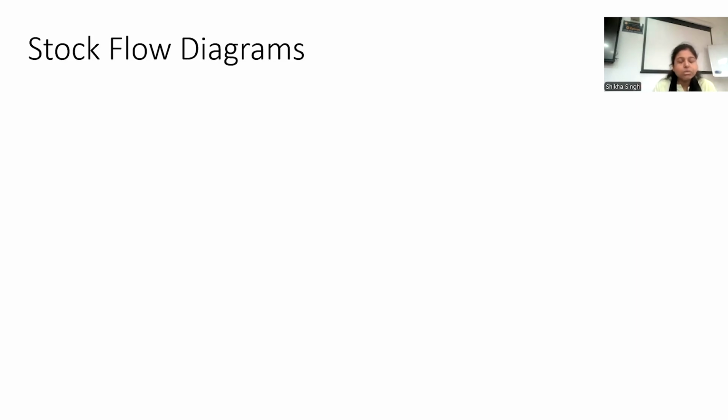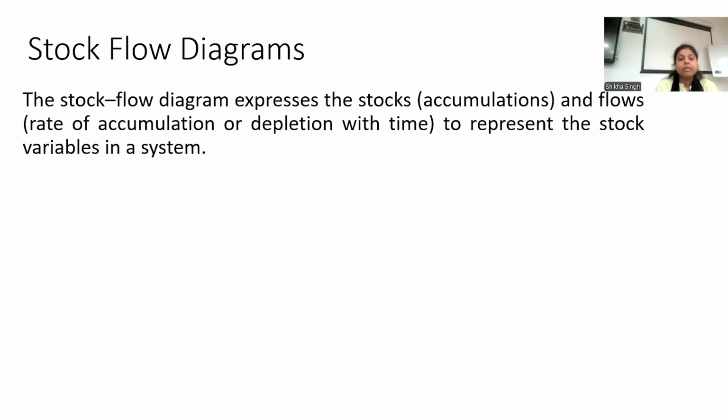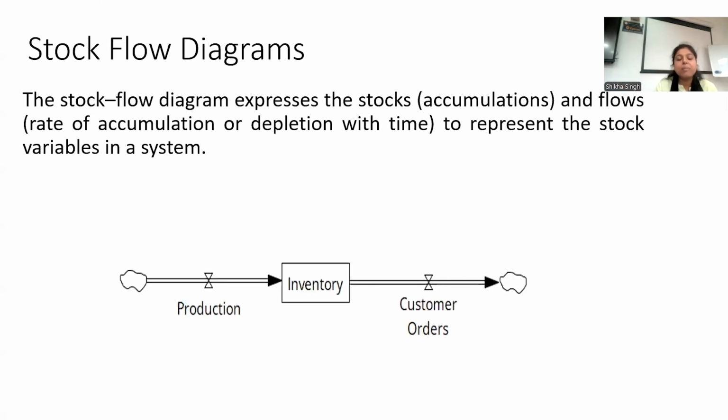So when you try to see how stock flow diagrams work, as I already explained, it expresses the stocks or accumulations and the inflow and outflow rates. Inflow means rate of accumulation, outflow means rate of depletion. So this is how the inflow and outflow rates will be considered when we express a stock variable. Okay, so this is how we represent the stock flow diagrams, right?